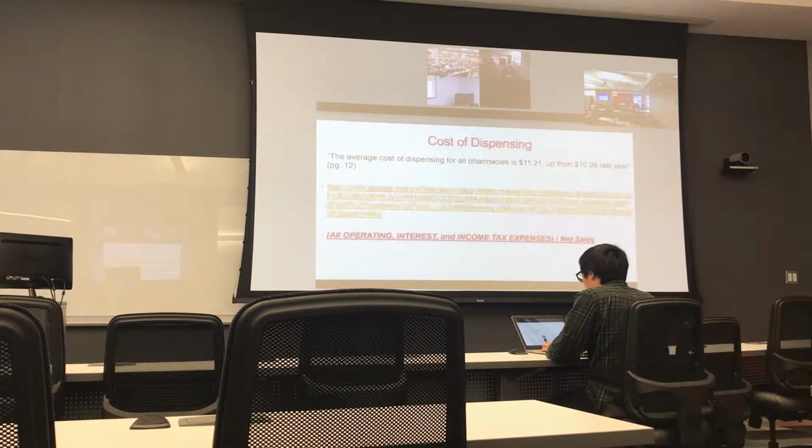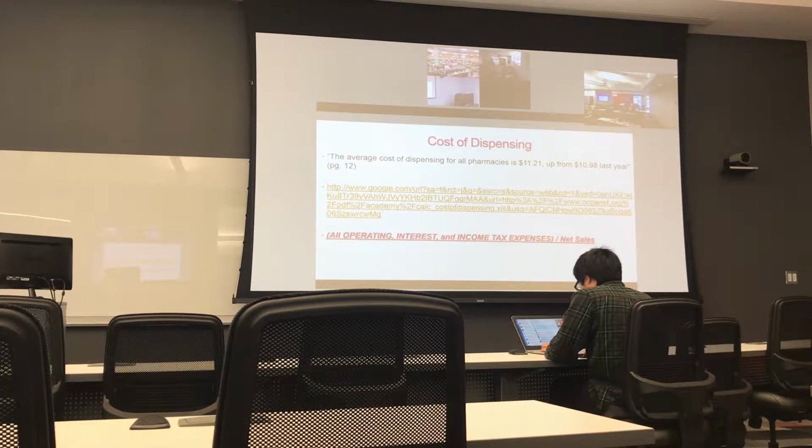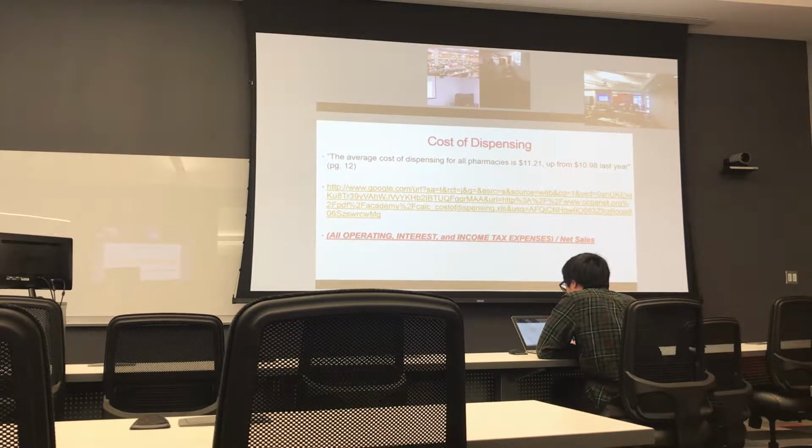Did anybody ever think about cost of dispensing? What do we mean by cost of dispensing? The average cost of dispensing for all pharmacies is $11.20, up from $10.98. And then there's a big reference, but here, what does it say? All operating costs, interest, and income tax expenses divided by the net sales. So all that says is, on average, that's how much it costs to give out a prescription.